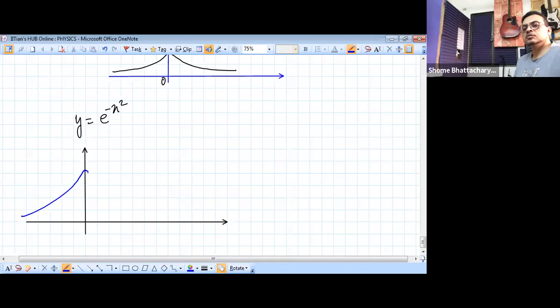Only it looks like a curve at the top now, because it's not a non-differentiable point, it now becomes a differentiable point. So it peaks at (0, 1). This is the graph of y = e^(-x).